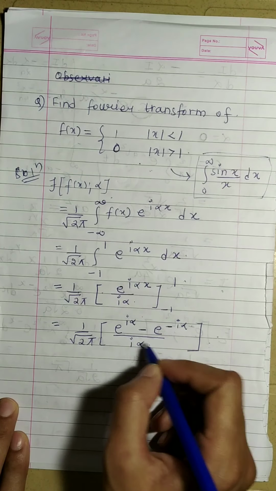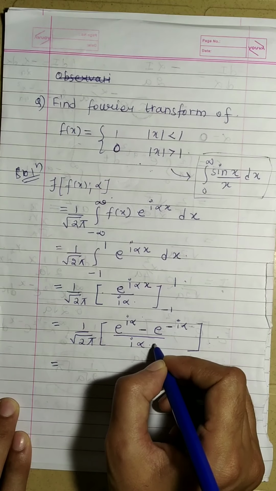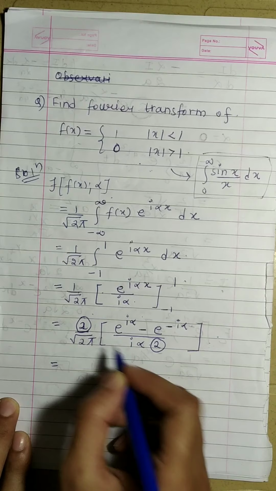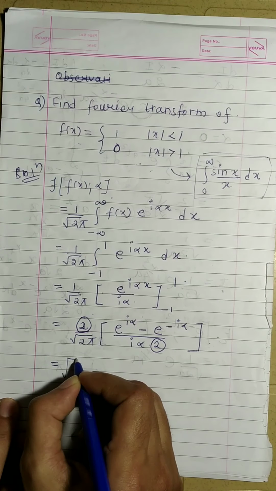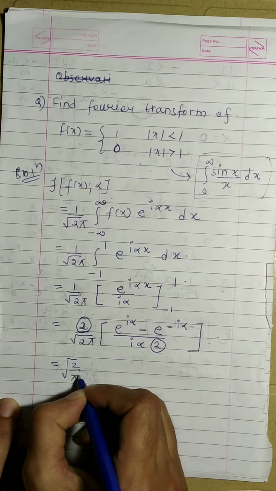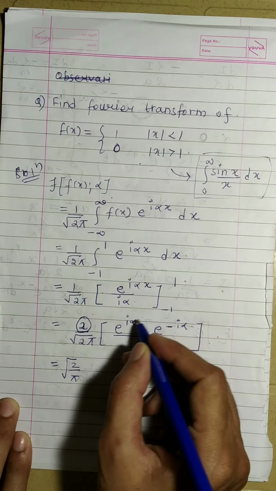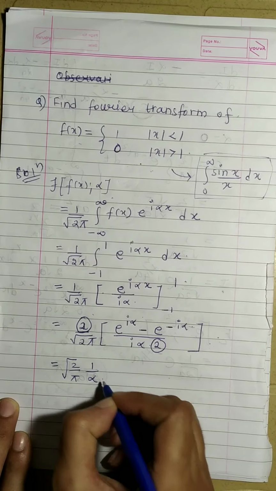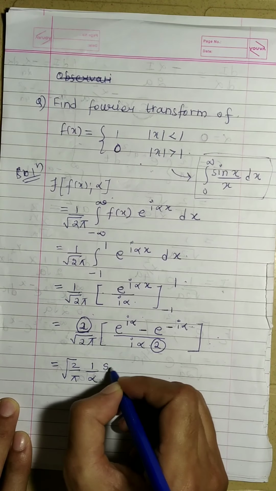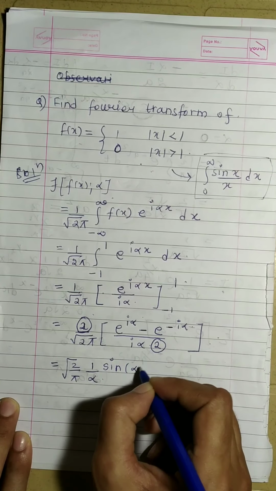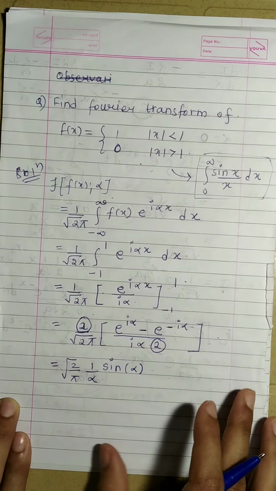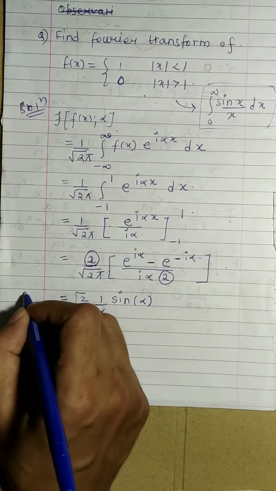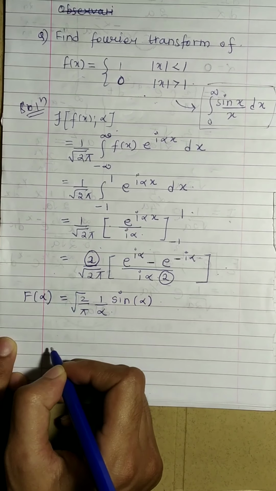So this will be nothing but, if I divide by 2 and multiply by 2, what I will get is root of 2 upon pi into 1 upon alpha into sine of alpha. This is the Fourier transform of the given function.